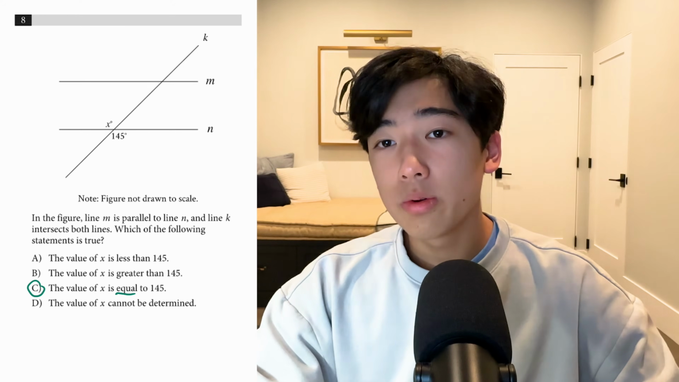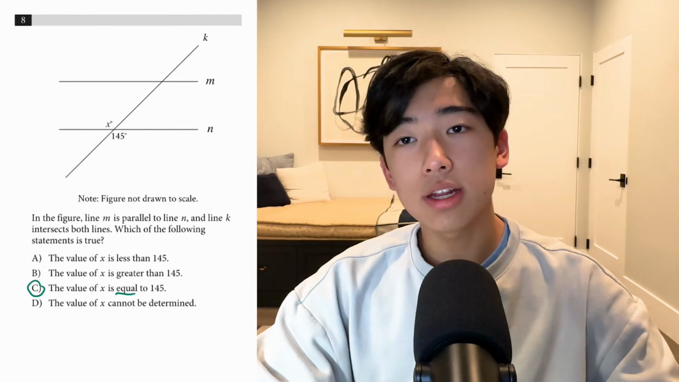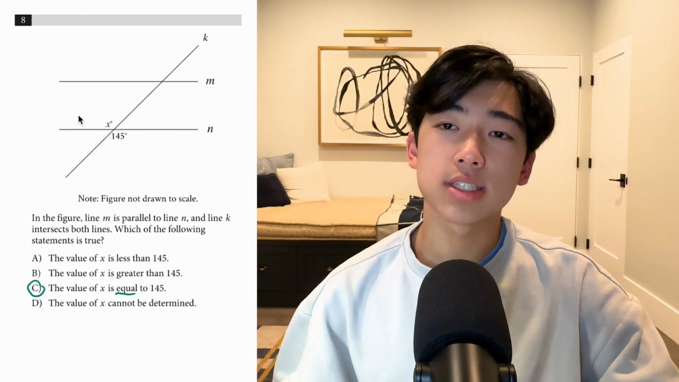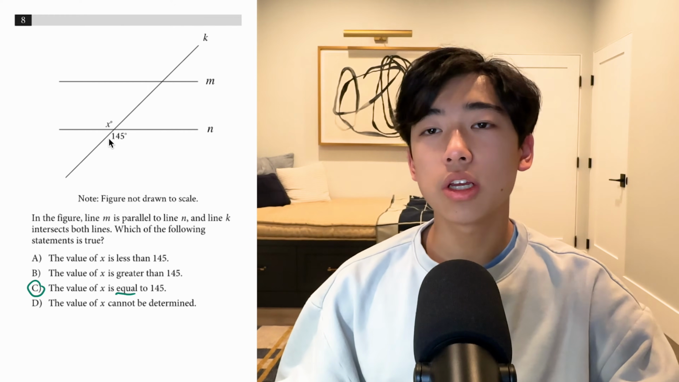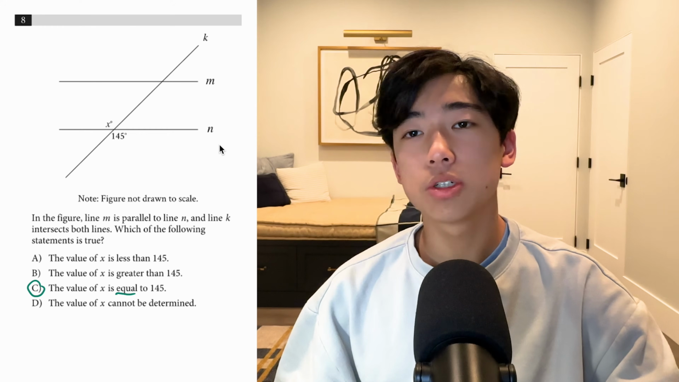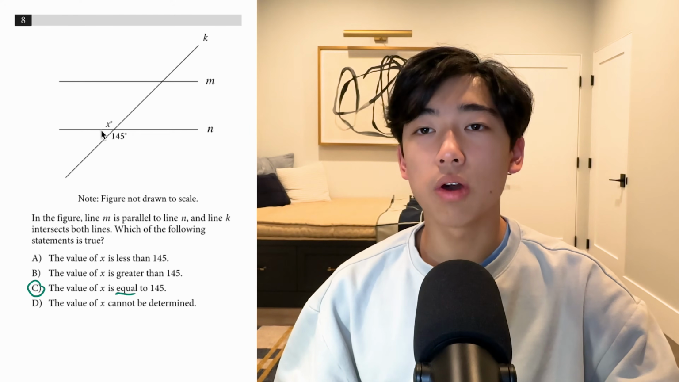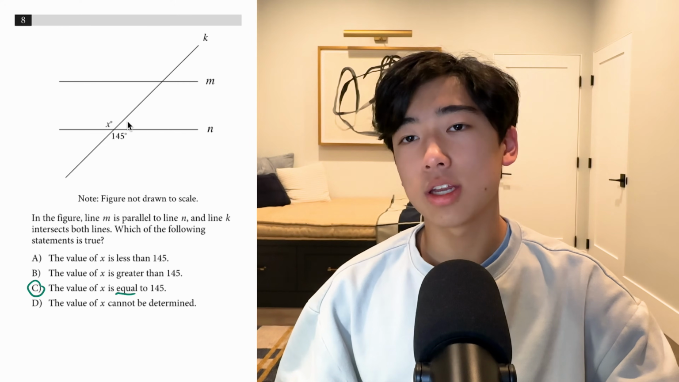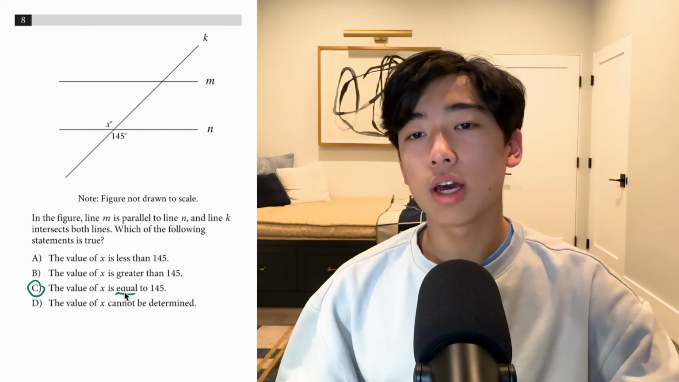Number 8. So we can see here, line M is parallel to N, and K intersects both lines, and it's asking what is X? Is it less than 145, greater than, equal to, or can we not know? So in geometry, there's a theorem called the vertical angle theorem, which basically means angles of lines that are intersected, the opposite ones will always be equal. So X and 145 will be equal, just like how if we were to draw another imaginary line here, angle here, and here, those would also be equal. So we know that it's C.